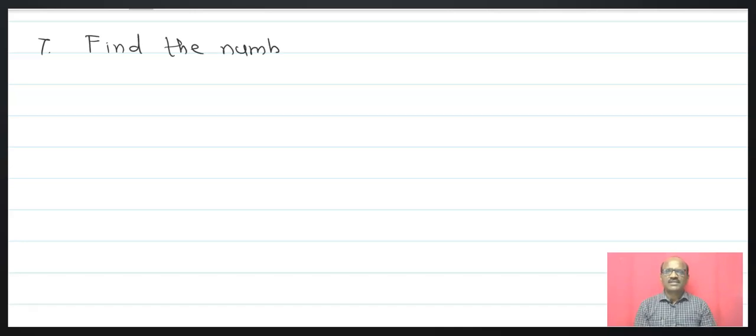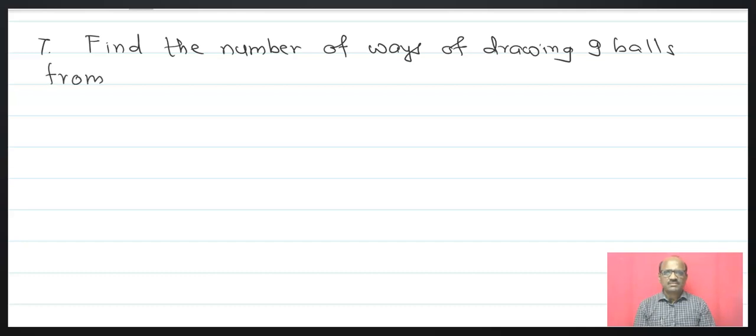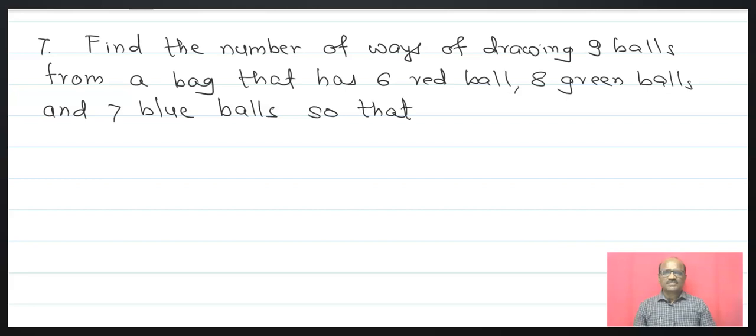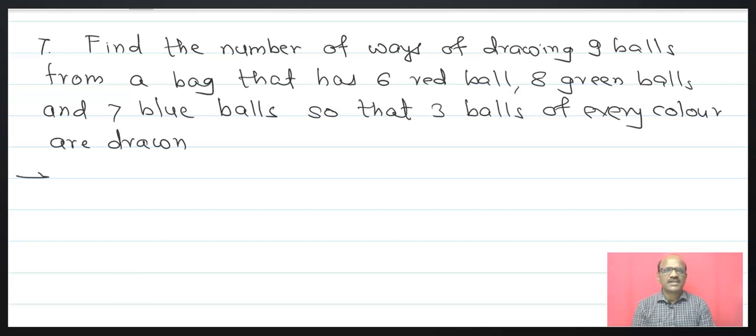Now question number 7. Find the number of ways of drawing 8 balls from a bag that has 6 red balls, 8 green balls and 7 blue balls, so that there are three balls of every color. That is 6 red, 8 green and 7 blue. 6 plus 8 is 14, plus 7, that is a total of 21 balls.